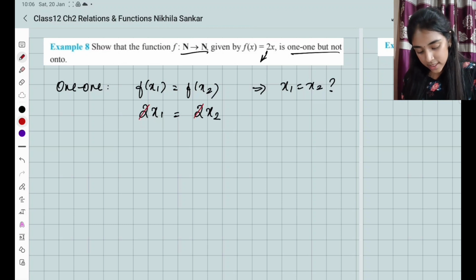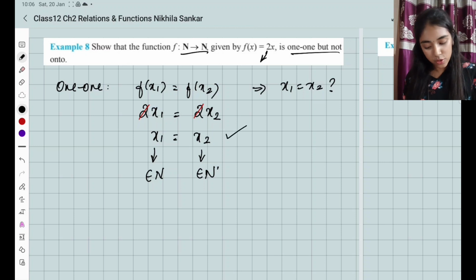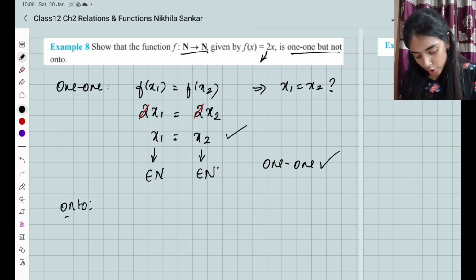Now when I cancel the 2 and the 2, I'm going to have x1 equals x2, where x1 belongs to natural number and x2 also belongs to natural number. So x1 equals x2, which means the function is 1 to 1. Okay? Now on to. How are we going to check onto?